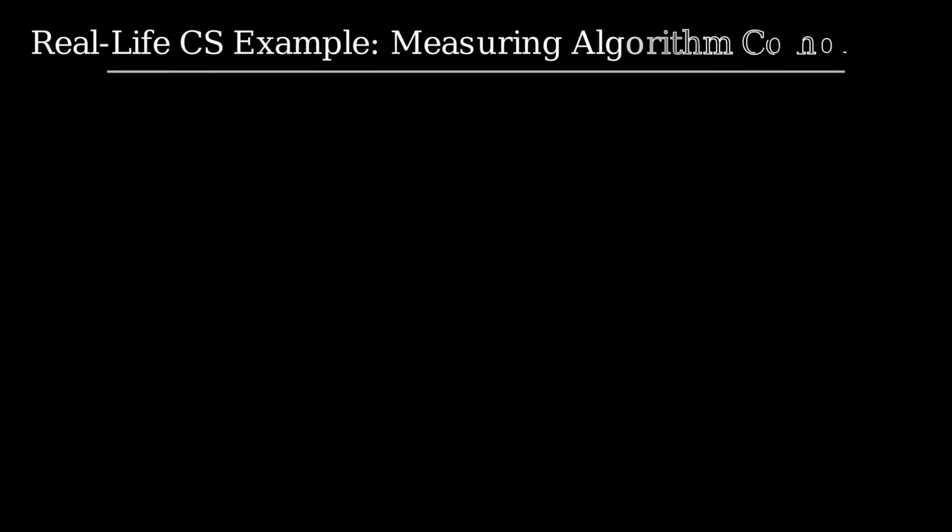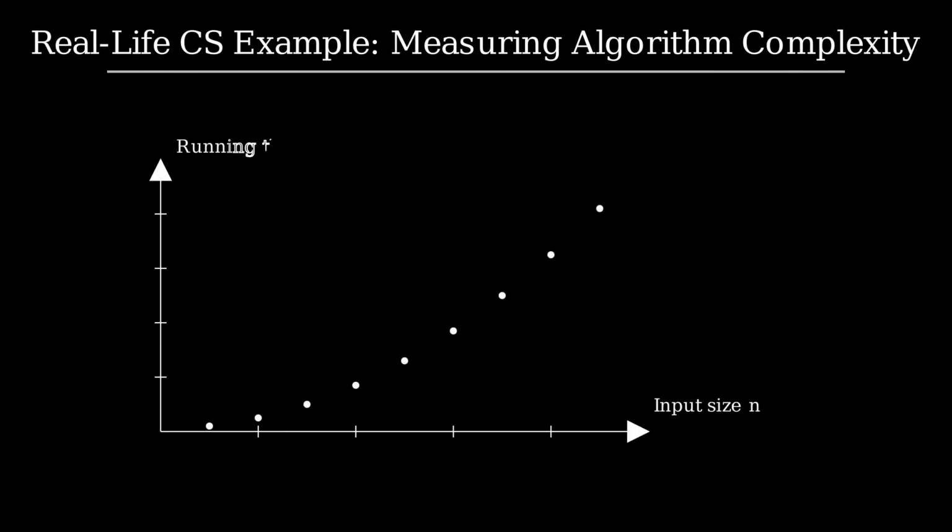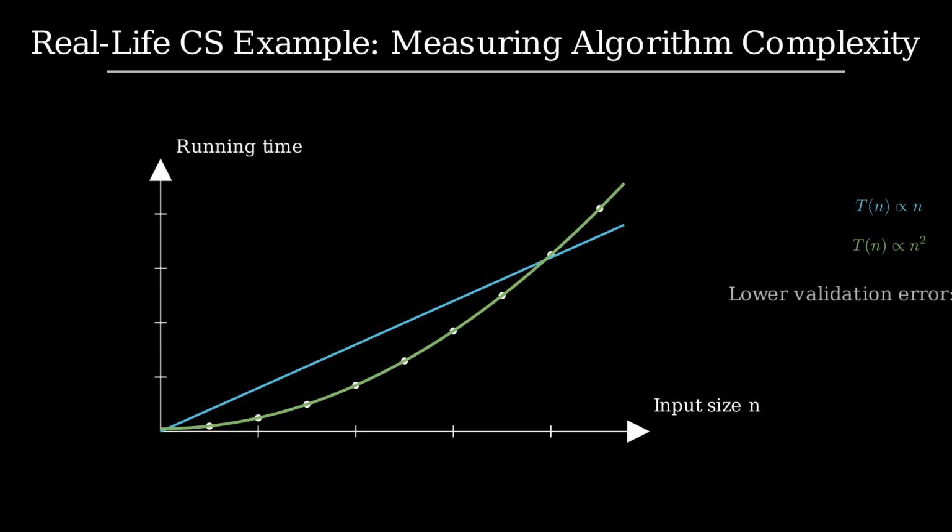Suppose a programmer benchmarks an algorithm at increasing input sizes. The white points are measured execution times. A linear model misses the accelerating growth, while a quadratic curve follows the measurements much more closely. This empirical fit does not replace mathematical complexity analysis, but it helps detect bottlenecks, compare implementations, and estimate practical resource requirements.